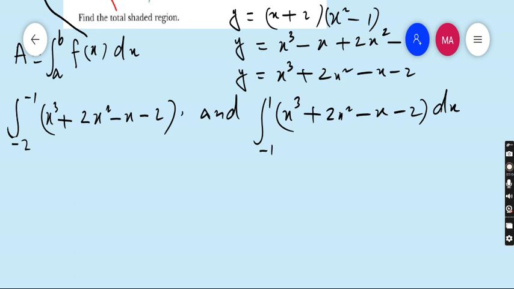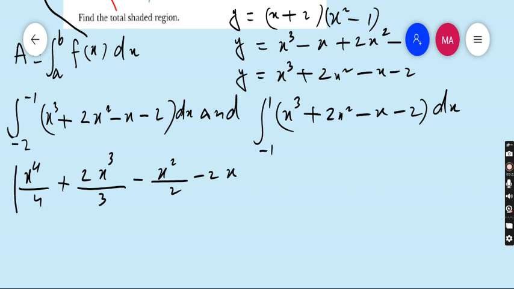The integration of x cubed is x to the power 4 upon 4, plus 2 times the integration of x squared, which is x cubed upon 3, minus the integration of x, which is x squared upon 2, minus the integration of 2 dx, which is 2x. The limit is from minus 2 to minus 1. One upon 4, apply the limit on x to the power 4. Upper limit is minus 1, so minus 1 to the power 4 is plus 1, minus, from the formula, minus 2 to the power 4 is plus 16. Plus 2 upon 3.